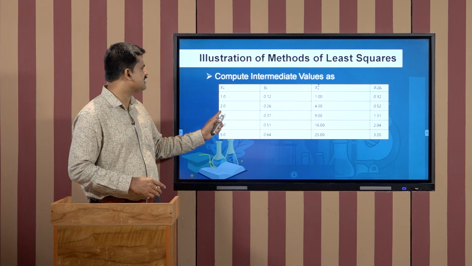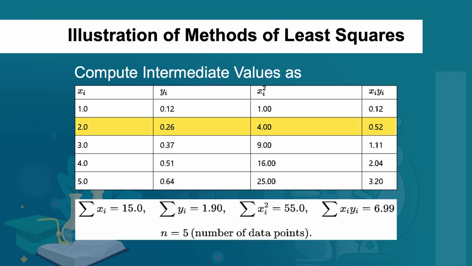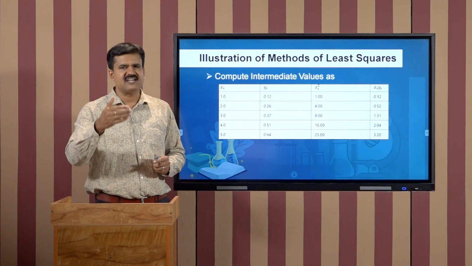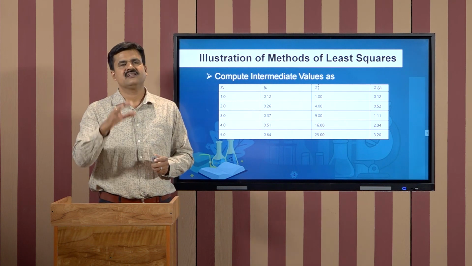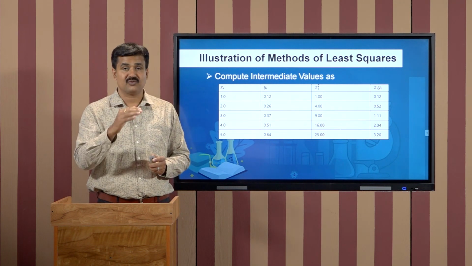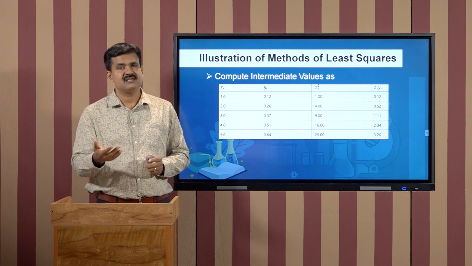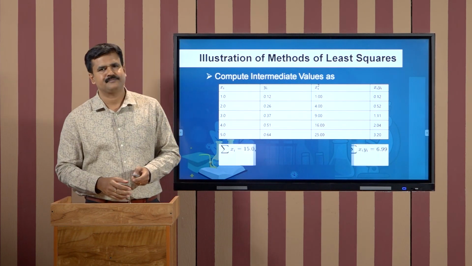Moving on to the second data, if xi is equal to 2 and yi is equal to 0.26, the square of xi, that is 2 square, is equal to 4. On multiplying 2 with 0.26, you get 0.52, that is xi yi. Similarly, based on the given data set, you have to compute all these values of xi square and xi yi. This is to put them in the expressions for m as well as b that I mentioned earlier.